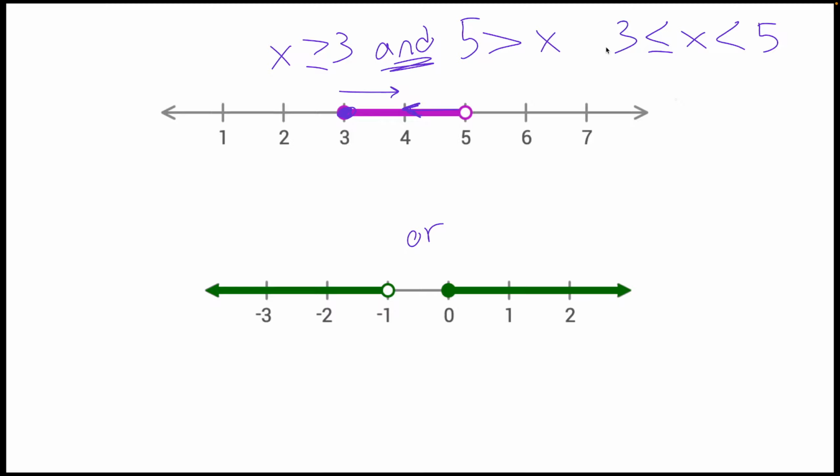Now for the bottom one, an or statement, a little bit easier. Here this is an open circle. X has to be less than -1. You could think of this as the arrow. And then on the right, x has to be greater than or equal to 0. And this is the answer for the or statements.